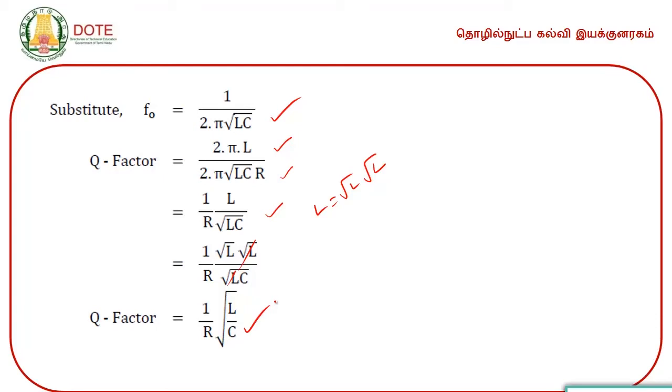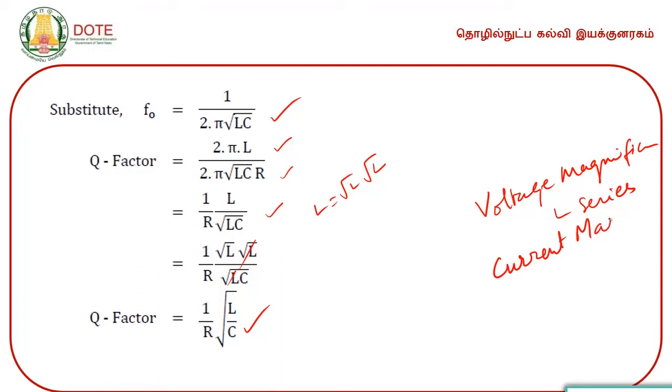So, the same expression for Q factor, whereas the only difference is that in series RLC circuit voltage magnification occurs, whereas here in parallel current magnification occurs. Current magnification occurs in parallel.